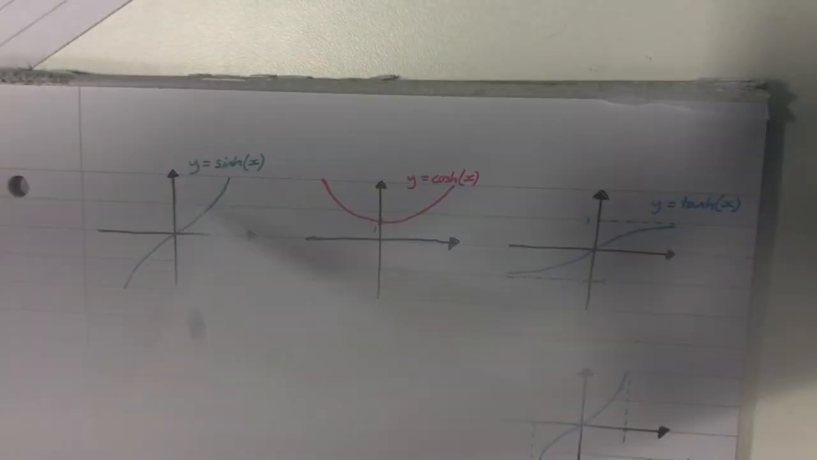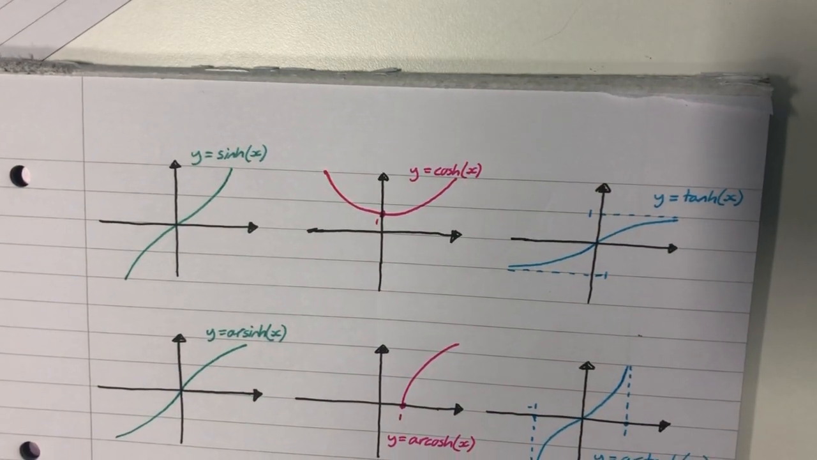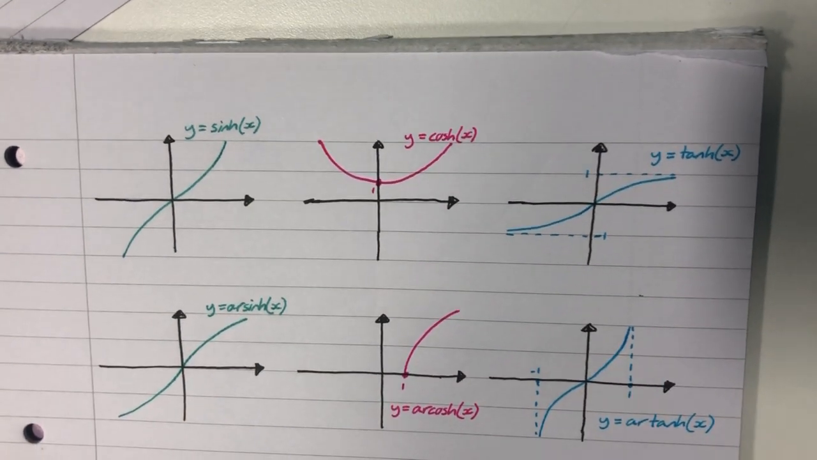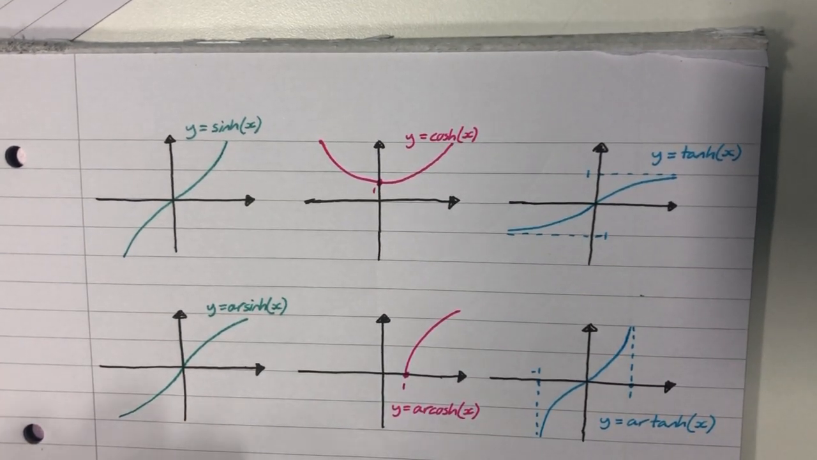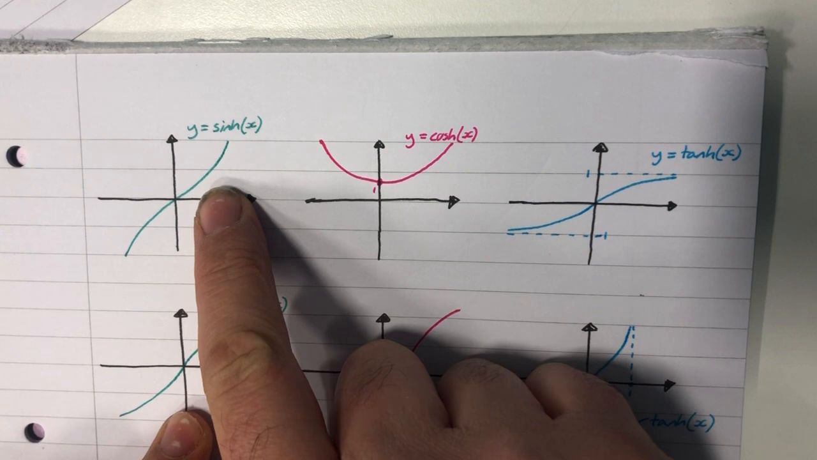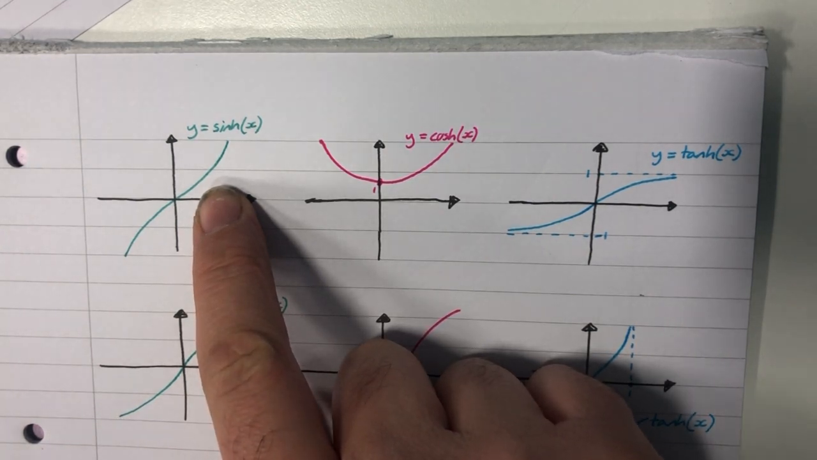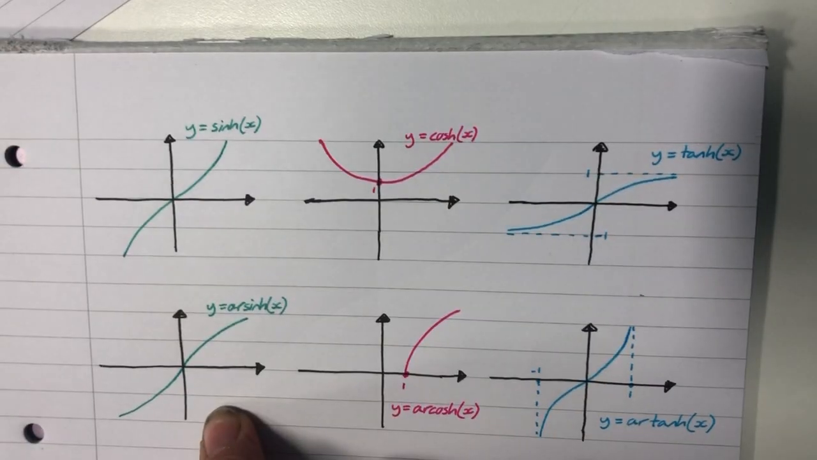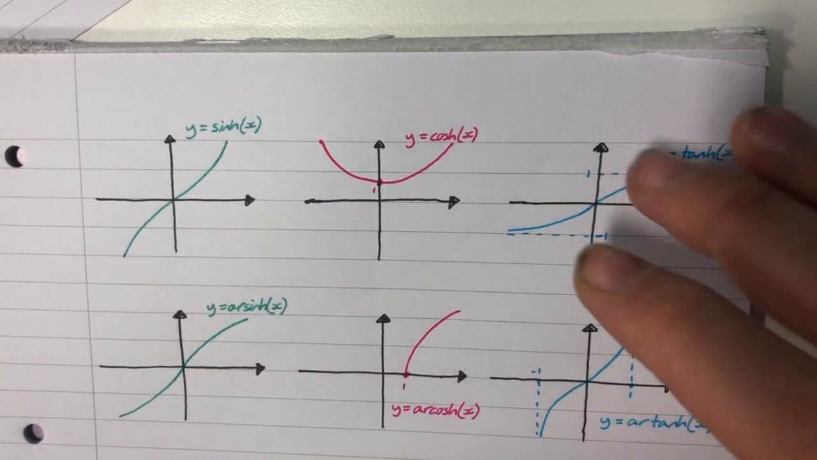So just to summarise then, I've got all three of these graphs in a smaller form. So we have sinh of x, cosh of x, and tanh of x. I've also taken the time to do their inverses. So because sinh is 1 to 1, you don't have to limit the domain to find the inverse. You can just inverse it. So reflect it in the line y equals x, and you're done.